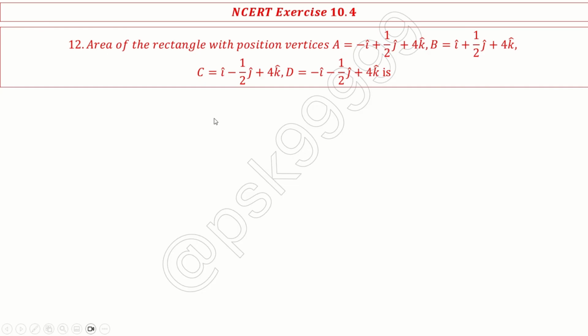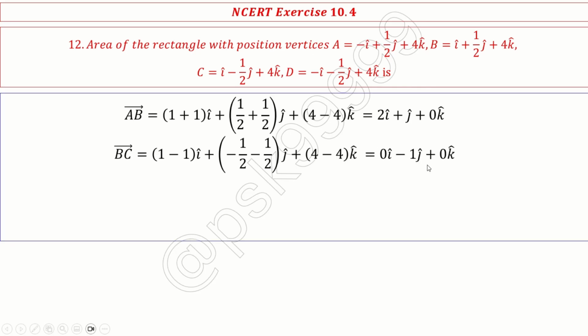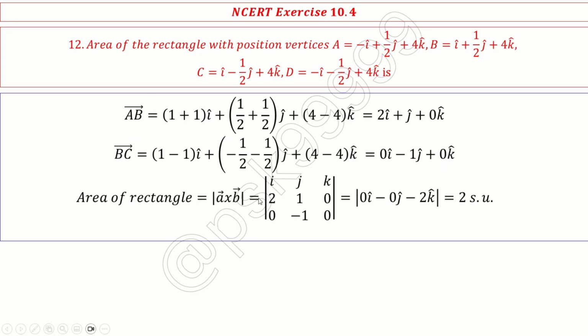Next, area of the rectangle with position vectors given is how much? Okay, that's a question. So take the position vectors. You need only 3 actually, AB and BC, right? So AB is this value, BC is this value, then area is nothing but cross product of these two. Okay, which you write in matrix form, then 2 square units. This is the answer. Okay, next.